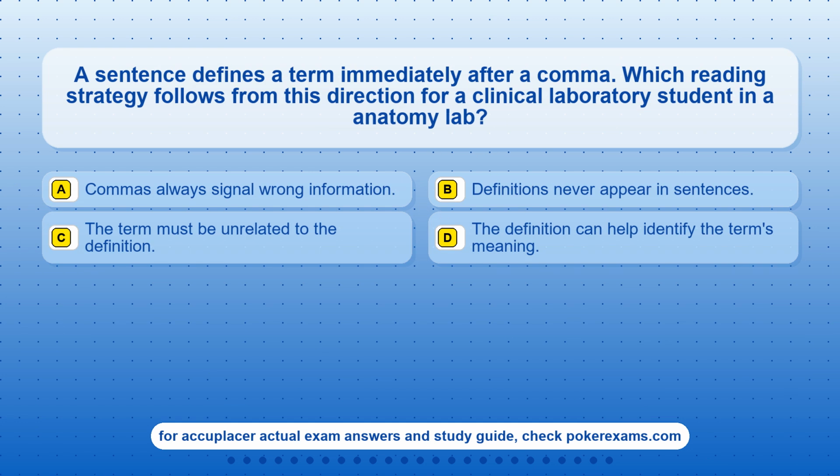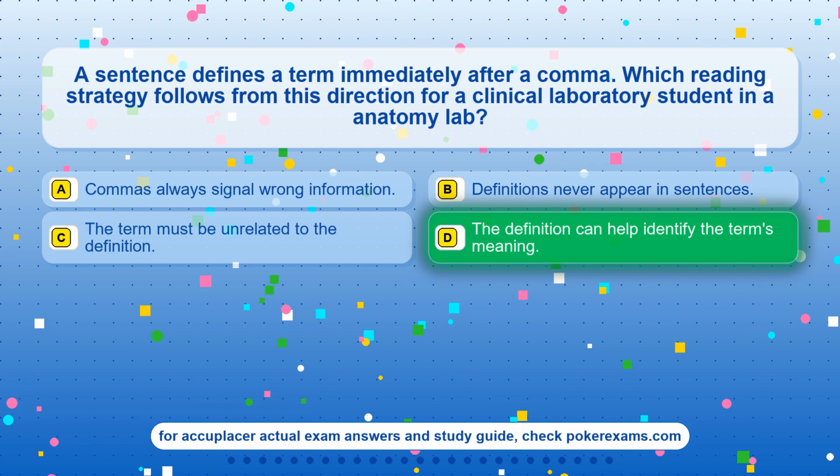Question 16. A sentence defines a term immediately after a comma. Which reading strategy follows from this direction for a clinical laboratory student in an anatomy lab? Option A. Commas always signal wrong information. Option B. Definitions never appear in sentences. Option C. The term must be unrelated to the definition. Option D. The definition can help identify the term's meaning.